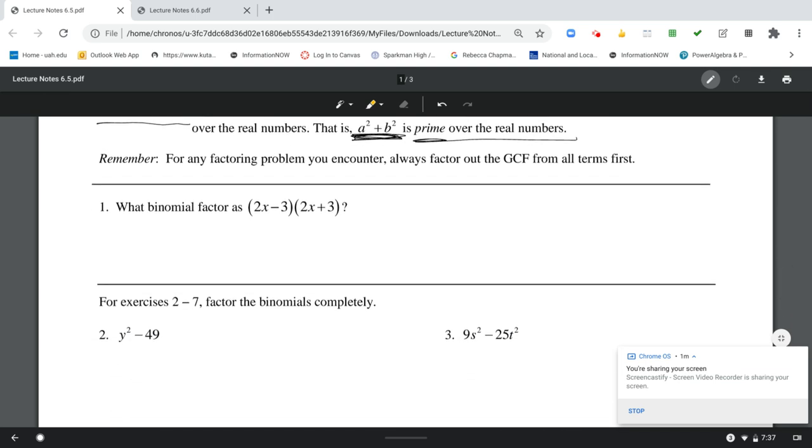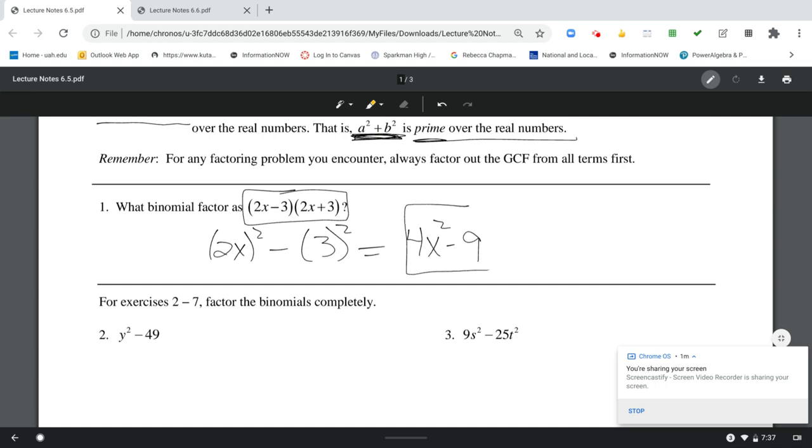So this one says, what binomial factor is 2x minus 3 and 2x plus 3. If I take my 2x and I square it, and I subtract my 3 squared from it, that gives me 4x squared minus 9. That is the binomial that I get from multiplying those two conjugates together.